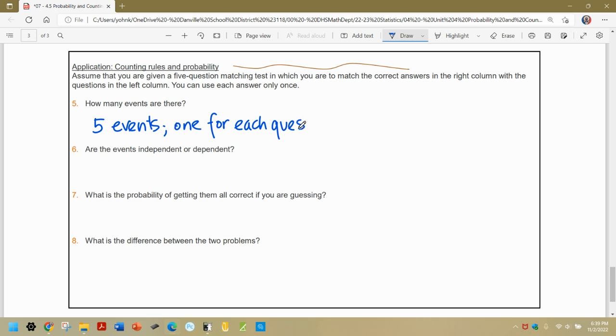Are the events independent or dependent? These are dependent events. The answer to number 2 depends on what I answered to number 1. And what I answer for number 3 depends on what I answered for the other 2. So they influence each other, so they are dependent.